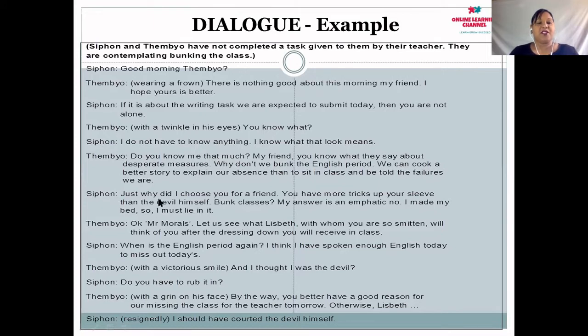Sifon: Just why did I choose you for a friend? You have more tricks up your sleeve than the devil himself. Bunk classes? My answer is an emphatic no. I made my bed, so I must lie in it. Timbio: Okay, Mr. Morrow, let us see what Lisbeth, with whom you are so smitten, will think of you after the dressing down you will receive in class. Sifon: When is the English period again? I think I've spoken enough English today to miss out today's.